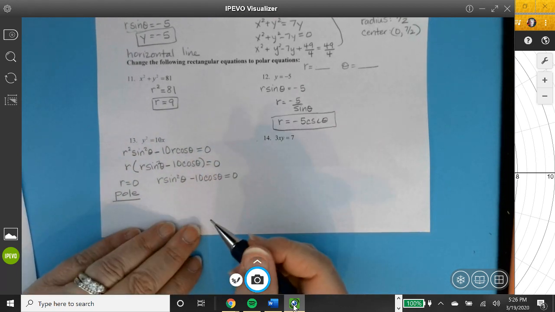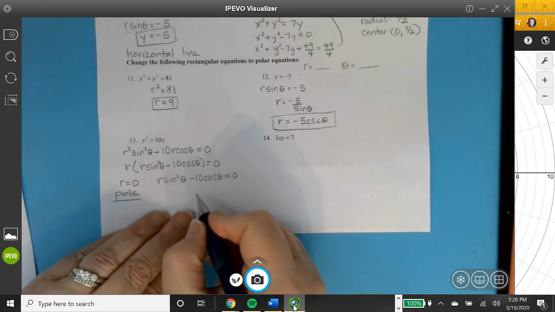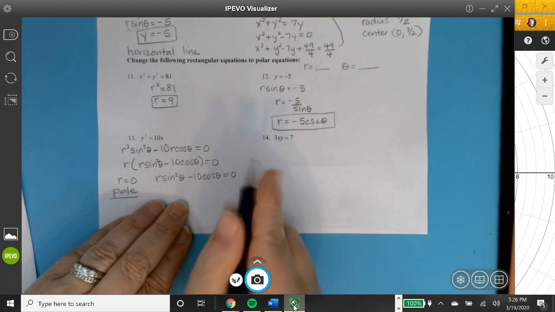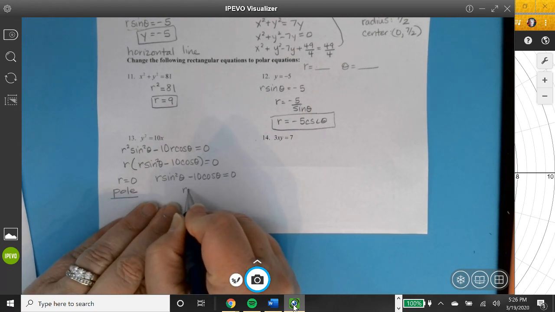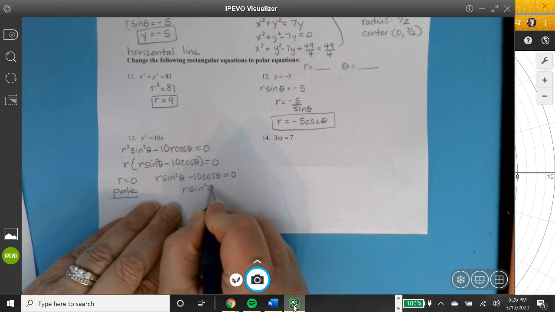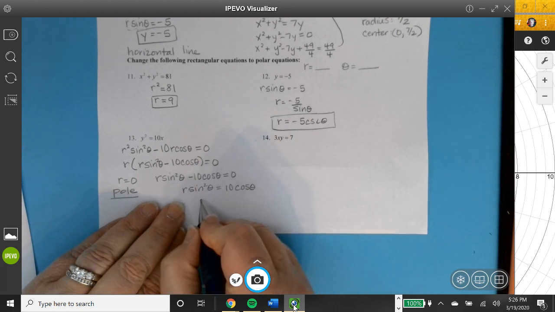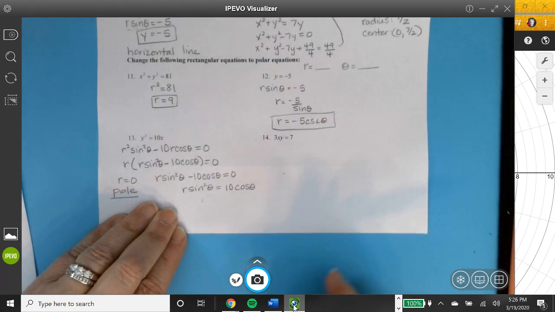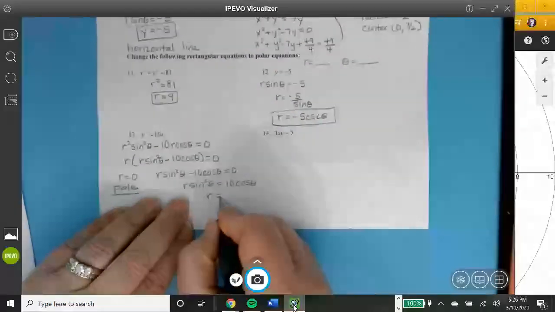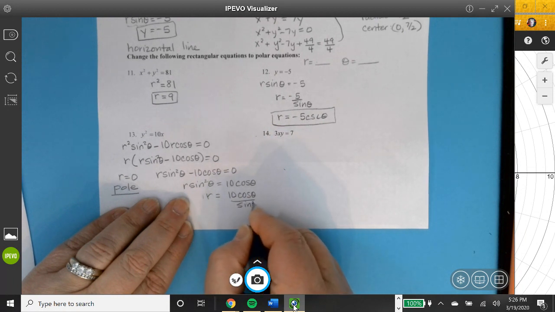Okay, so that's really not a curve. That's just a point. It's a pole. So we're going to take this one and solve for r. Okay, how do I do that? I'm going to move the 10 cosine theta over. So we're going to get r sine squared theta equals 10 cosine theta. And then r equals 10 cosine theta divided by sine squared theta.